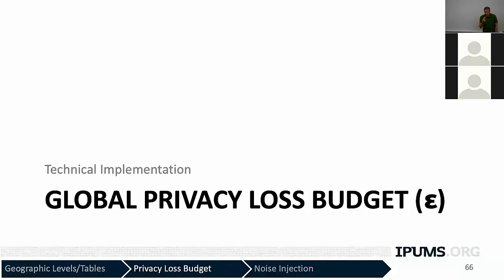The key thing to keep in mind here is that we've got a parameter epsilon, and I'll probably say epsilon a few times. That is what the differential privacy literature calls the global privacy loss budget. There's an inverse relationship. The smaller the value of epsilon, the more noise gets infused, the less accurate the output data are. The larger epsilon is, the less noise gets infused, the more accurate the resulting data will be. And again, you're not going to run a computer program to get this value. A group of people is going to sit in a room and choose what the global privacy loss budget is for the 2020 census.